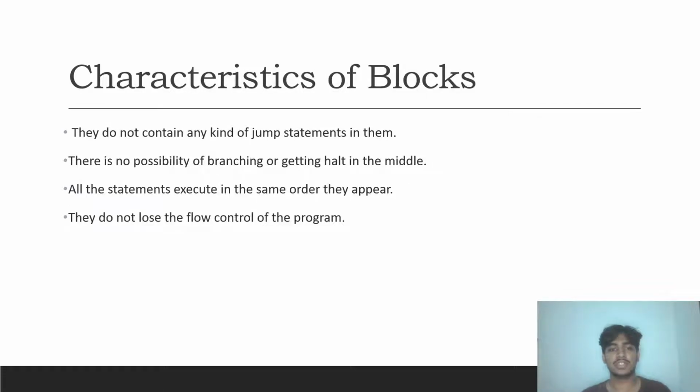Characteristics of blocks. Blocks have these fundamental characteristics: they should not have any kind of jump statement in between the code of the block. There is no possibility of branching or halting in the middle. All the statements have to execute one after the other in the same order as they appear, and they should not lose the flow of control.